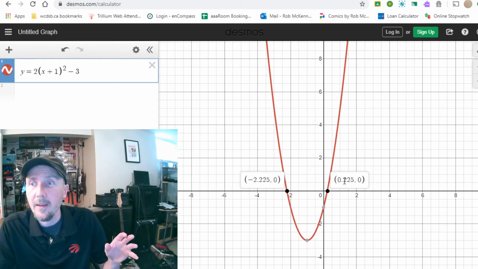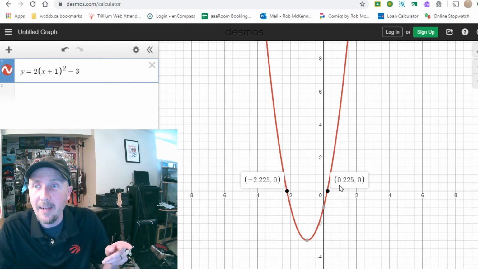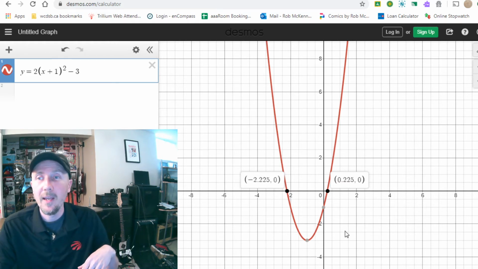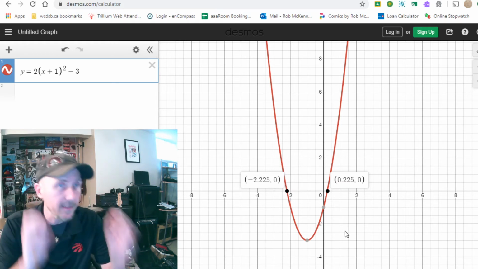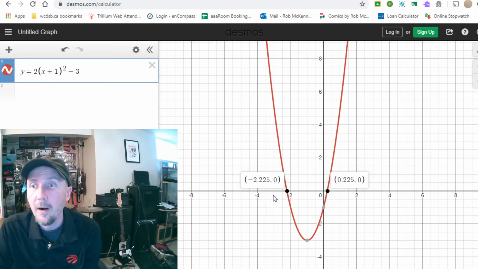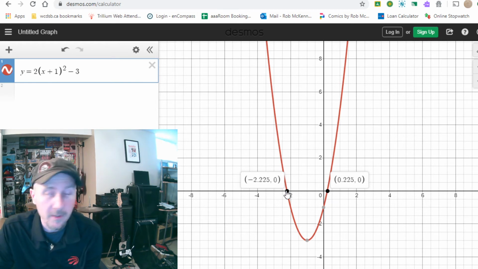So these, sometimes it's labeled as x equals 0.225, comma, negative 2.225. Or sometimes it's x equals this one and x equals that one. Sometimes it's labeled as both the points. So those are our x-intercepts or zeros.